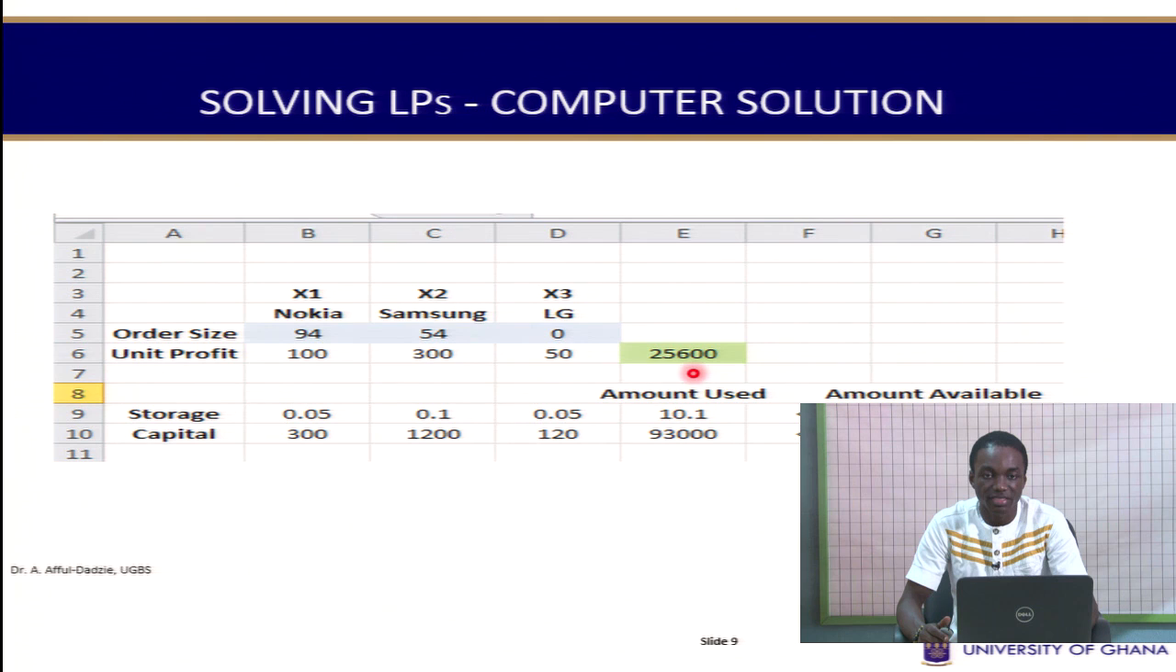Now, this shaded portion in light green tells us that this part is the total profit, which is actually this value 100 times this value here, which is initialized to be zero, then plus this value times the value here, also initialized to be zero, and then this 50 times the value over here. Now in Excel, we are going to use the cell references.